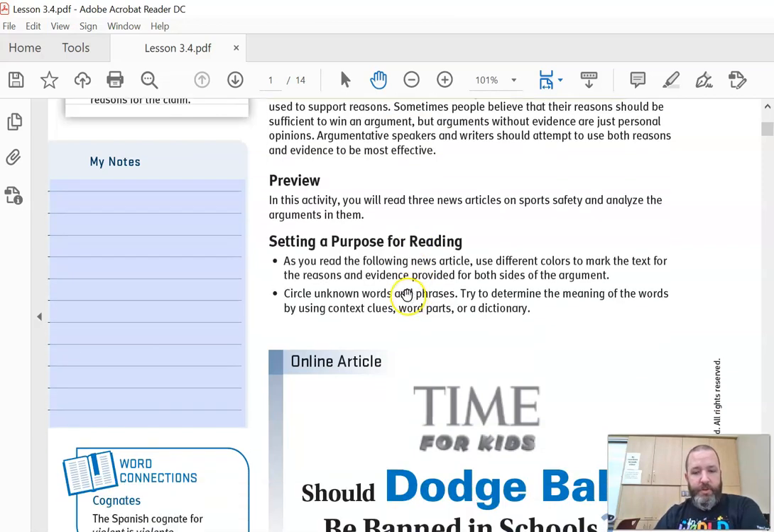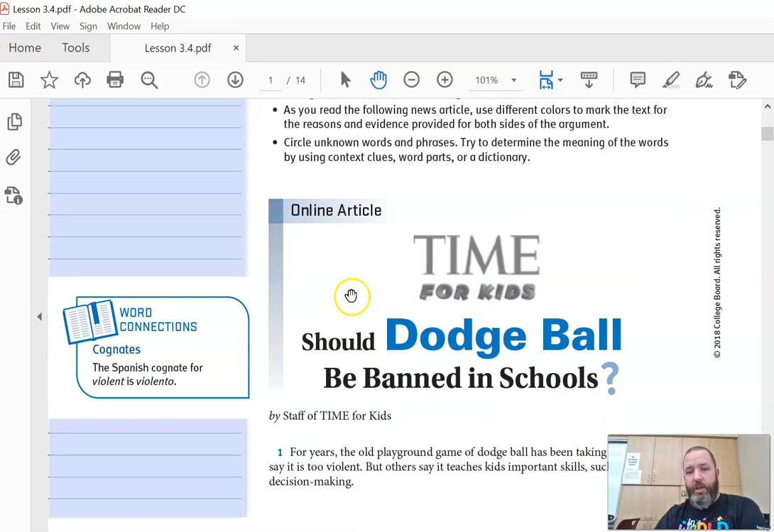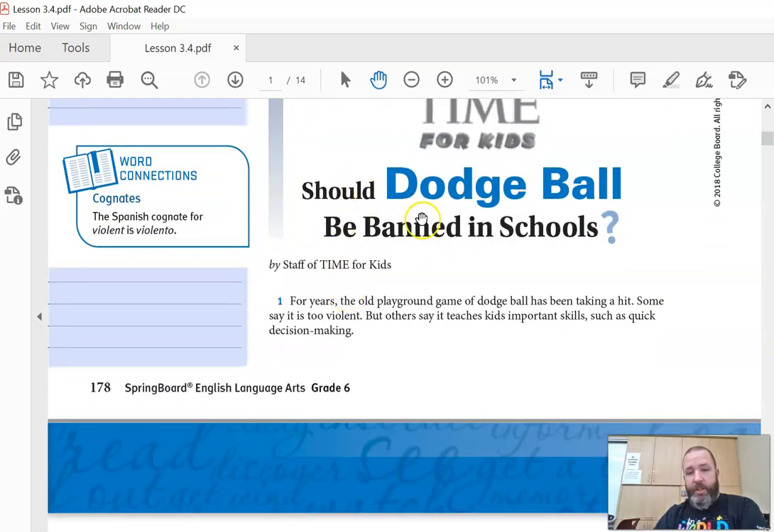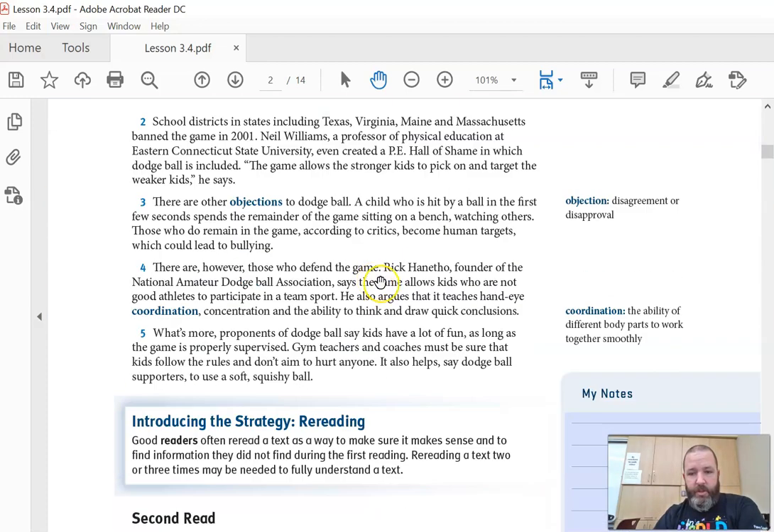Okay, so we have 3 different articles. The first one, we have a purpose for it. We're going to do similar types of things. We're going to mark the text for reasons for both sides of the argument. So one color for pro, one color for con. The topic is, should dodgeball be banned in schools? And then also looking for unknown words and phrases if there are any. So go ahead and read this article. And remember, this is just teaching us what an argumentative text looks like. So keep that in mind as you read.